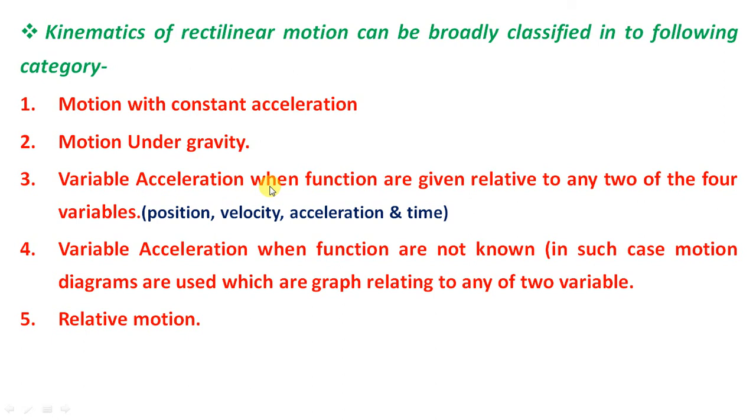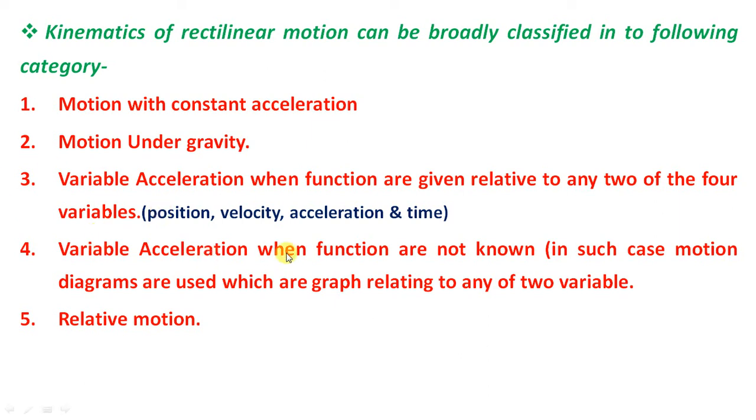time. Variable acceleration when functions are given relating any two of the four variables. What are the four variables? Position, velocity, acceleration and time. These are the four variables. Out of that, the acceleration given is a function of maybe time, maybe velocity, or maybe the position. From that we have to solve the numericals.